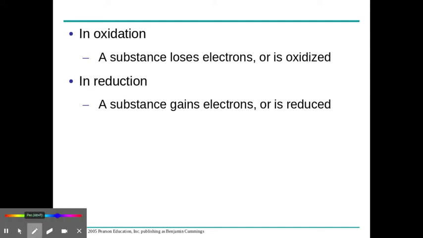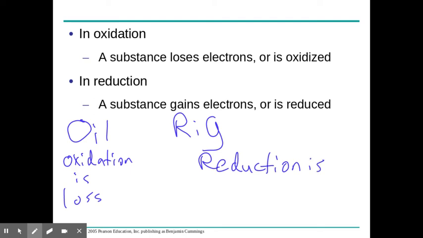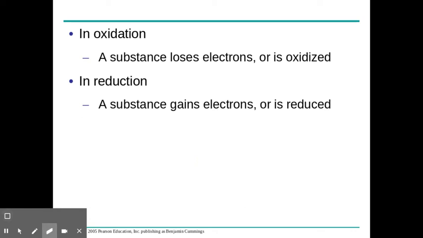So let me give you a little mnemonic to remember this. Some of you probably have heard this before. If we have OIL RIG, what that stands for is oxidation is loss, reduction is gain. So if you can remember OIL RIG, oxidation is loss, reduction is gain, you can always remember where those electrons are going. So hopefully that helps you.